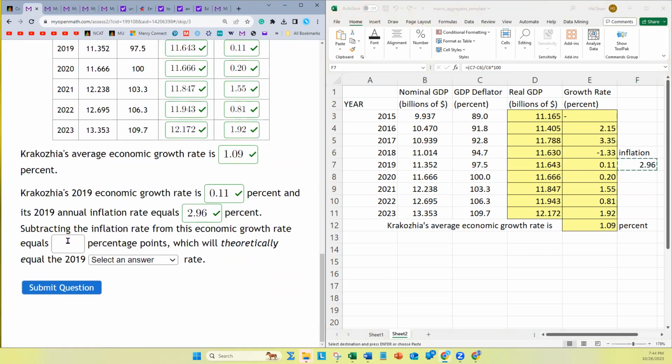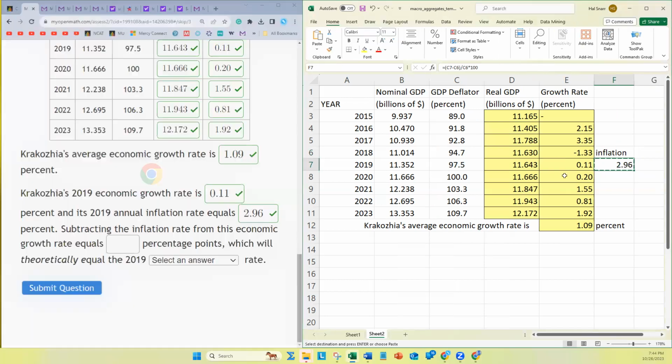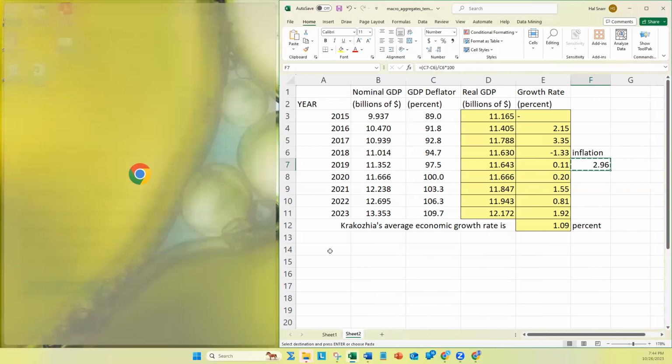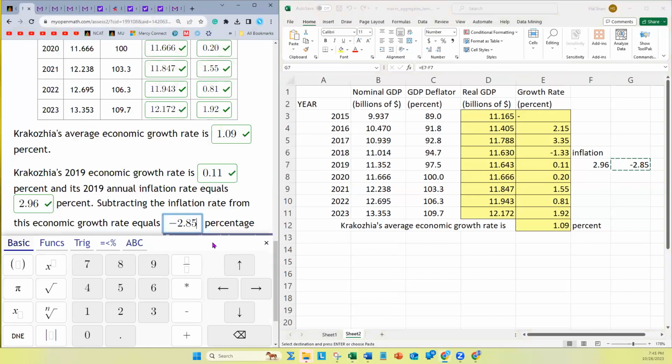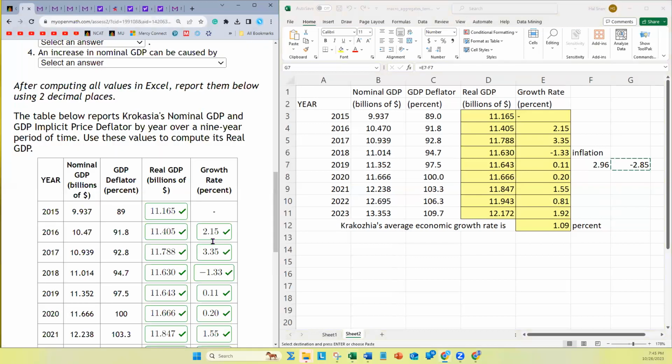Okay. Now, subtracting the inflation rate from the economic growth rate equals what? If I subtract inflation from the economic growth rate, I get a negative number, don't I? Subtracting 2.96 from 0.11, and I get a negative number, 2.85.